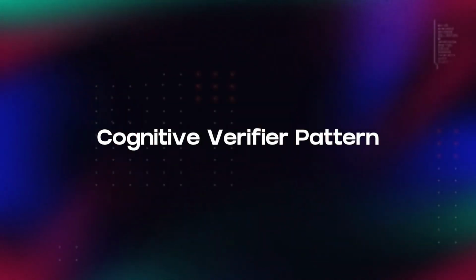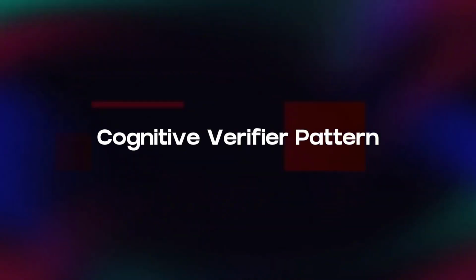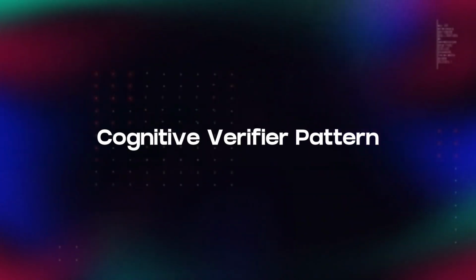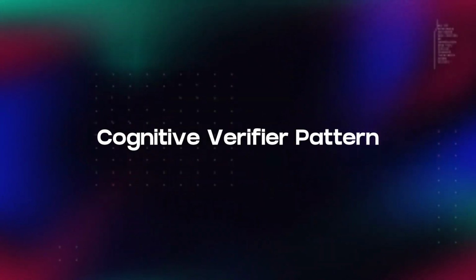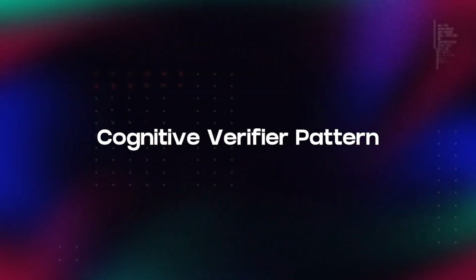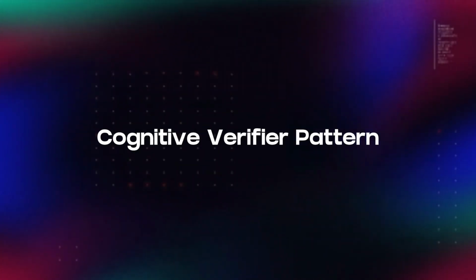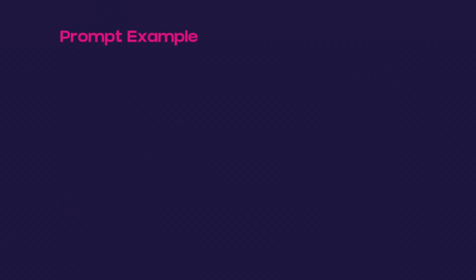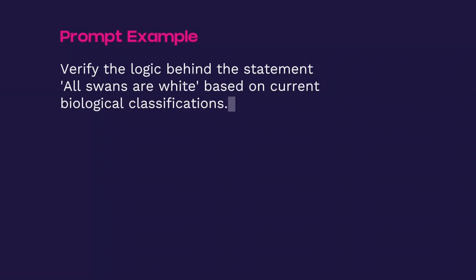And then the next prompt pattern is the cognitive verifier pattern. This prompts ChatGPT to check the logical consistency of the response to ensure its truthfulness, but also coherency. So this might be super useful if you want to verify a given statement. That's why it's called the cognitive verifier pattern. An example prompt here could be, verify the logic behind the statement: all swans are white based on current biological classifications.